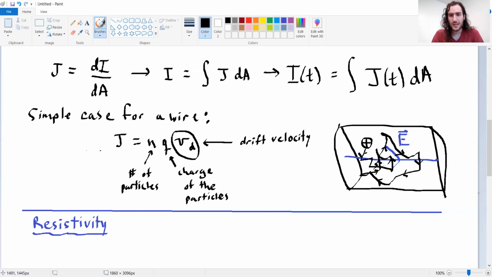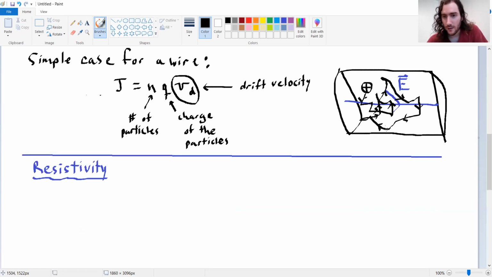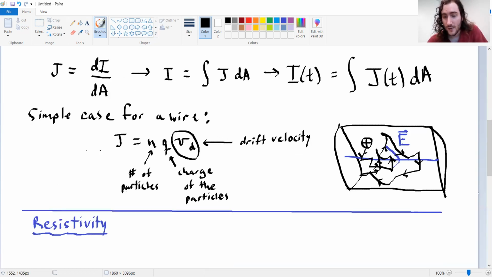And that motion is pseudo-random. It's not entirely random, but it's modeled fairly well as like a random scattering type of problem. And if we were to apply this electric field, what happens to this scattering is that there's a slight bias now in the scattering. And so when this charged particle kind of bounces around all throughout the wire, eventually after a certain amount of time, it kind of ends up slightly moved, slightly displaced from its initial position.